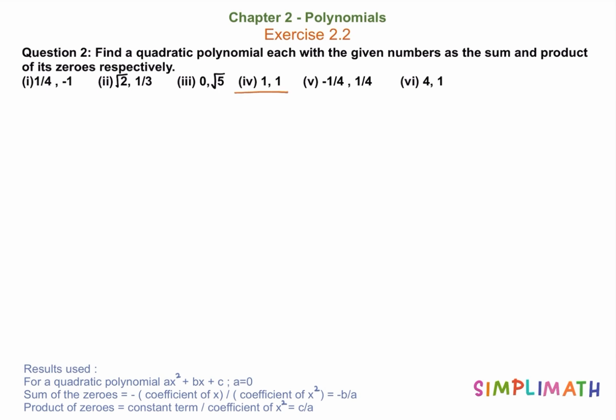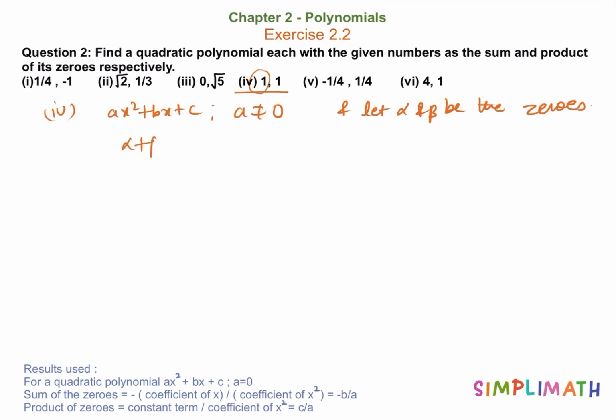Now let's come to the fourth part. Again, we will similarly assume the quadratic polynomial to be ax square plus bx plus c, where a is not equal to 0, and let alpha and beta be the zeros of this polynomial. Now we are given that the sum of the zeros is 1, and the product of the zeros is also 1. Alright, now I can write this as 1 by 1 and I can write this as 1 by 1. I know that alpha plus beta is minus b by a, and alpha beta equals c by a.